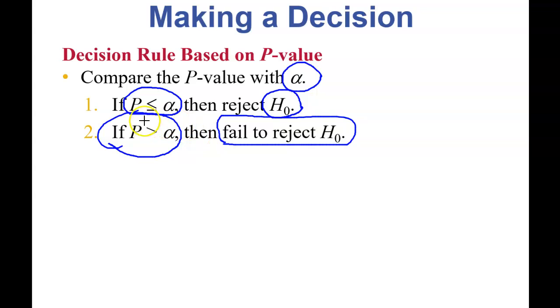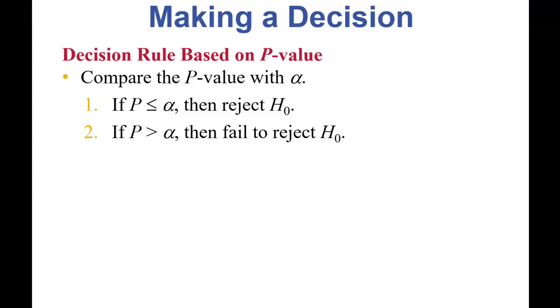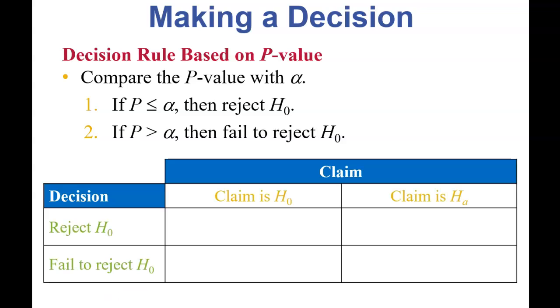Okay, again, I repeat, if p-value is less than alpha, you reject. If p-value is greater than alpha, you fail to reject. You have to write these down every single time so you can memorize it and you know what is going on. All right, so let's look at the next one here.